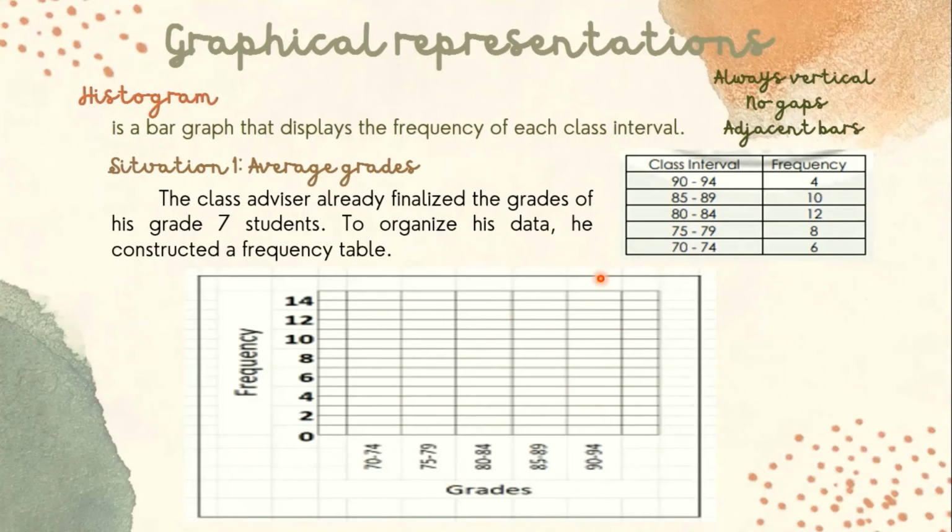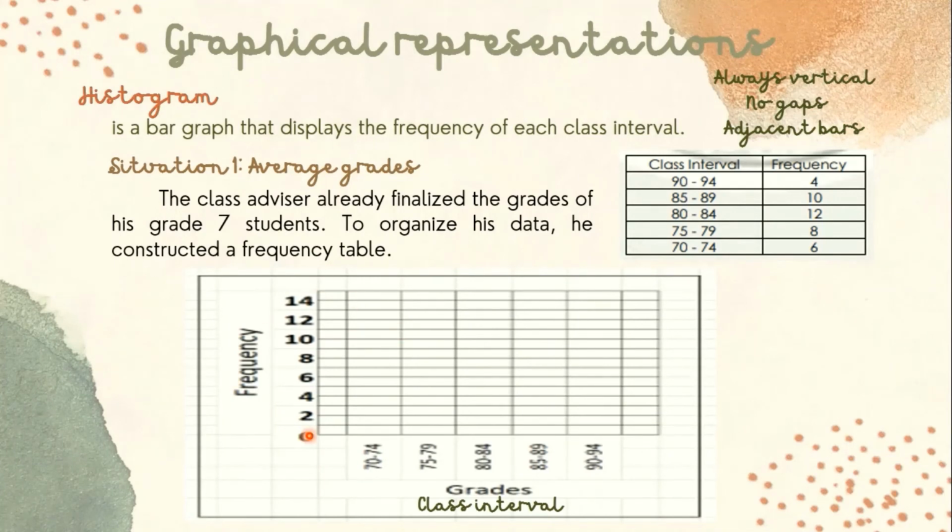Kaya naman, kapag tayo magko-construct ng histogram, kailangan din natin ng grid wherein, itong mga nasa ibaba, ito yung ating grades or the class interval. Laging ang ating class interval ay nandito sa baba. Ilalagay natin yan 1 by 1. Ito yung ating nasa x-axis. At yung nasa y-axis naman natin ay yung frequency.